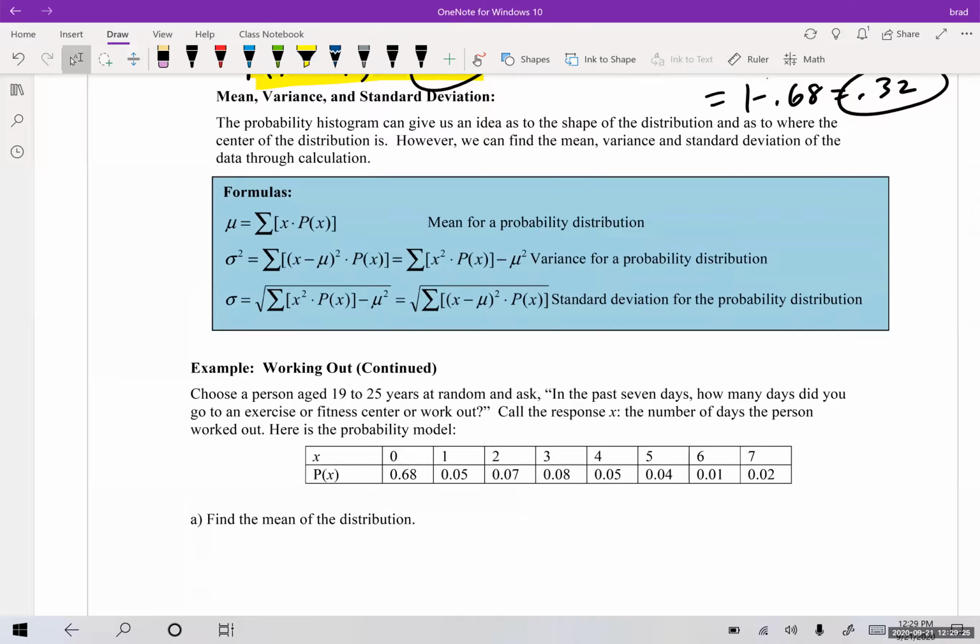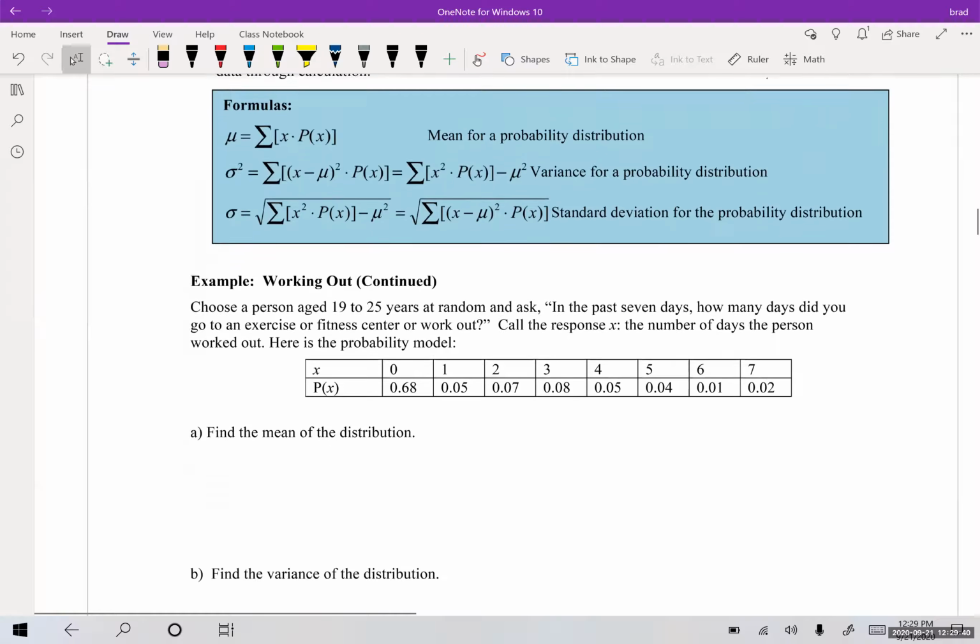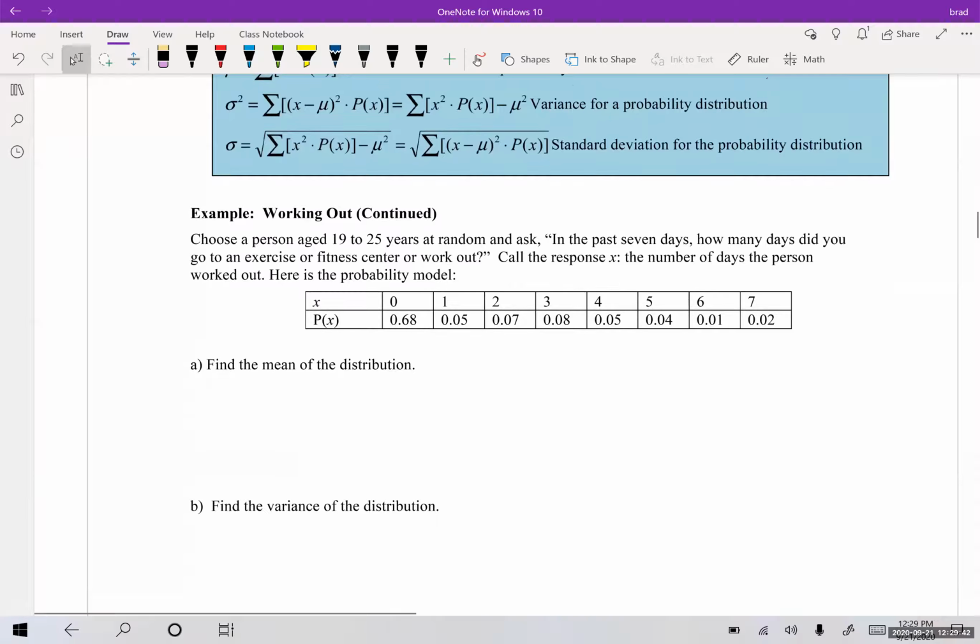So mean, variance, and standard deviation. The probability histogram can give us an idea of the shape of the distribution as to where the center of the distribution is. However, we can find the mean, variance, standard deviation of data through calculation. So again, we're going to do this the slow way for now, and then eventually we'll have other ways to do it down the road.